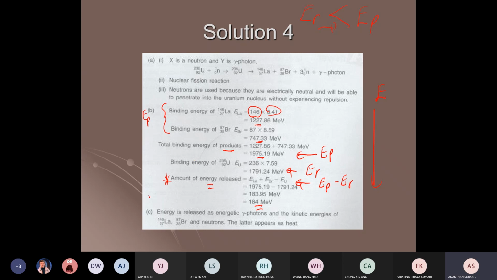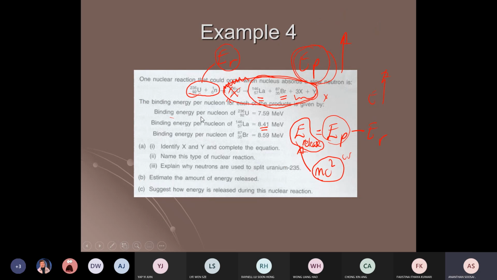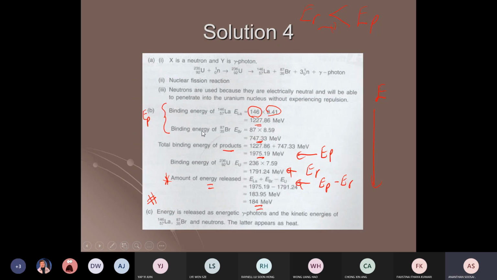Guys, very important. I hope you got the idea. In the exam, when they give binding energy per nucleon, find the total binding energy of the product, the total binding energy of the reactant, and subtract them. That's your energy release. If the question asks what is the mass defect for this process, from this energy release we just equate with mc squared. We can find the mass defect from the back door actually. Any questions?